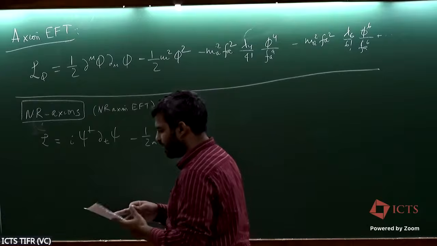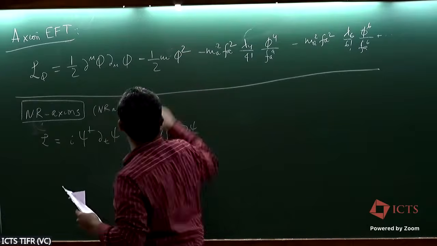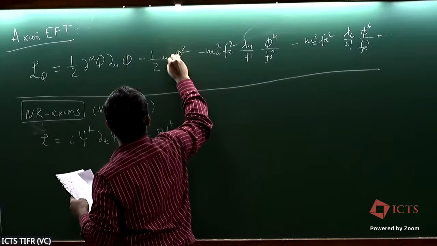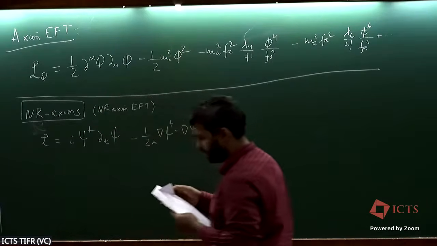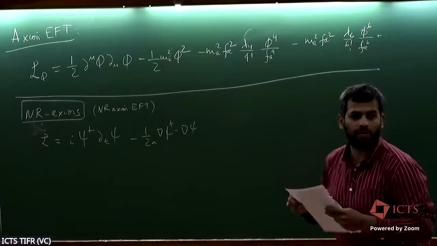That should be MA. Yeah, sorry, that should be MA. No, that's correct. So p squared is equal to m squared.